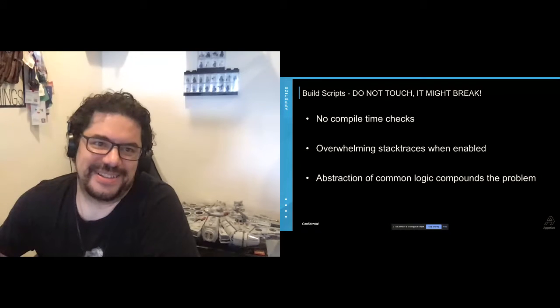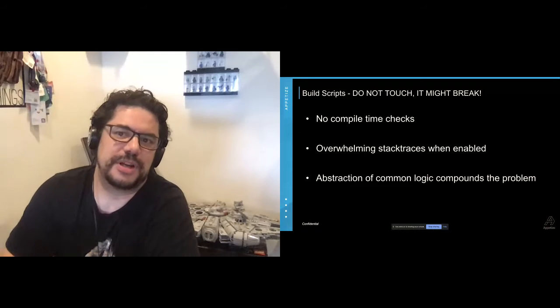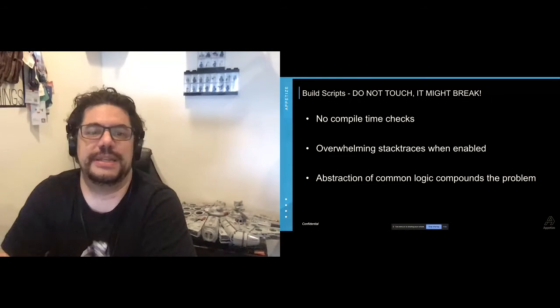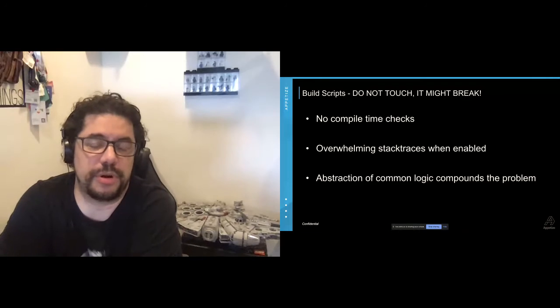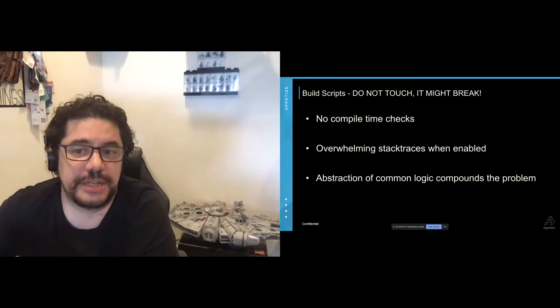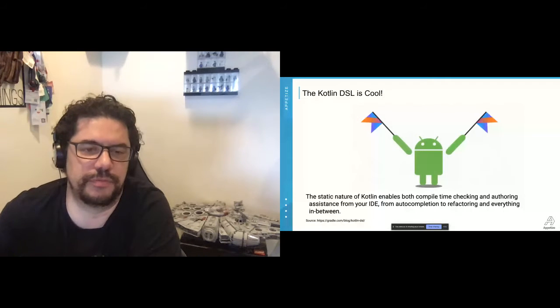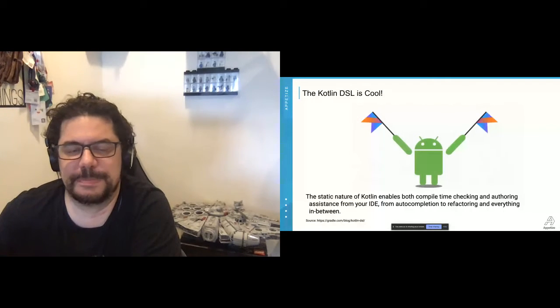And this is why the Kotlin DSL is so cool. As I was saying, as an app grows, build logic becomes more complex, and good tooling to maintain build logic becomes more and more important, if not imperative. As they say in the Gradle DSL blog, the static nature of Kotlin enables both compile time checking and authoring assistance from your IDE. So you get all those great things that Sam was showing us, from auto-completion to refactoring and everything in between. Some examples of how this is really cool, especially for anybody who's ever worked in a build.gradle file.